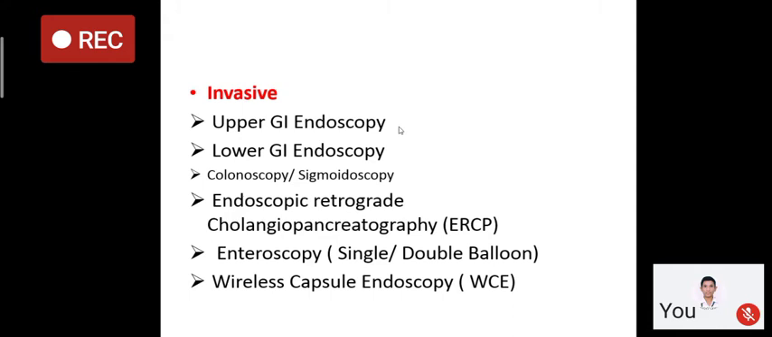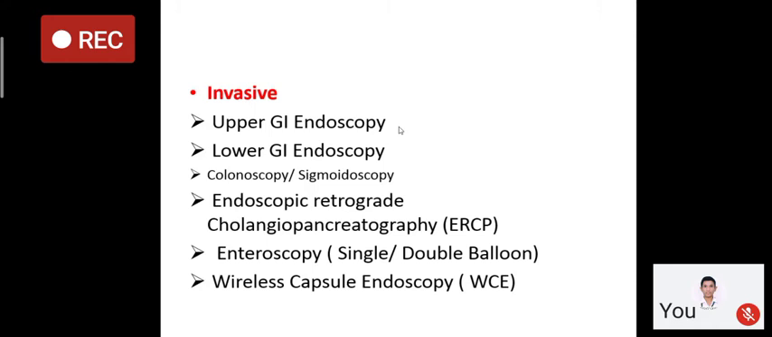Lower GI endoscopy includes two variants. One is colonoscopy, what we call the full-length colonoscopy, where we see the whole colon till the cecum. Sometimes we only need a limited colonoscopy, that is up to the sigmoid colon or something like that, which we call sigmoidoscopy. We are routinely doing all these procedures in our endoscopy suite in the old OPD block, and if you happen to be over there, you are most welcome to see how we perform the upper GI endoscopy and lower GI endoscopy.